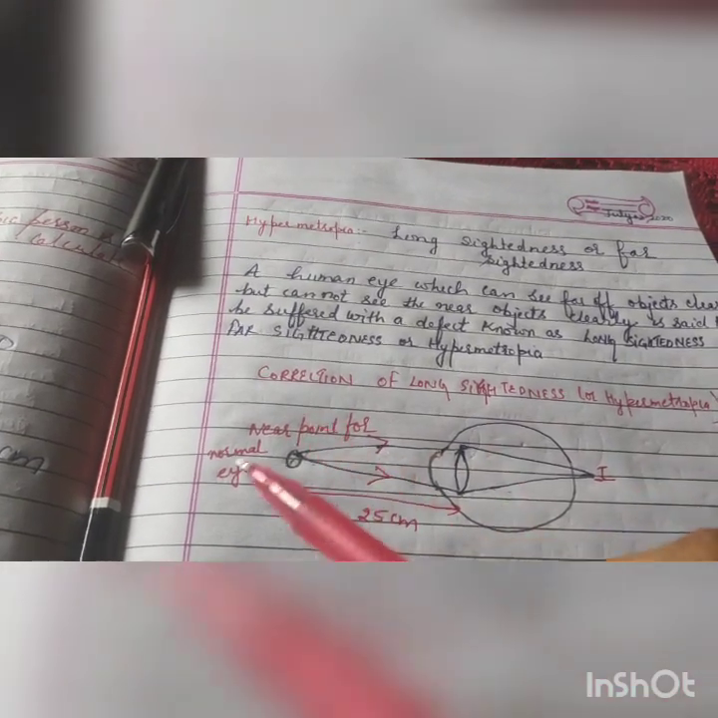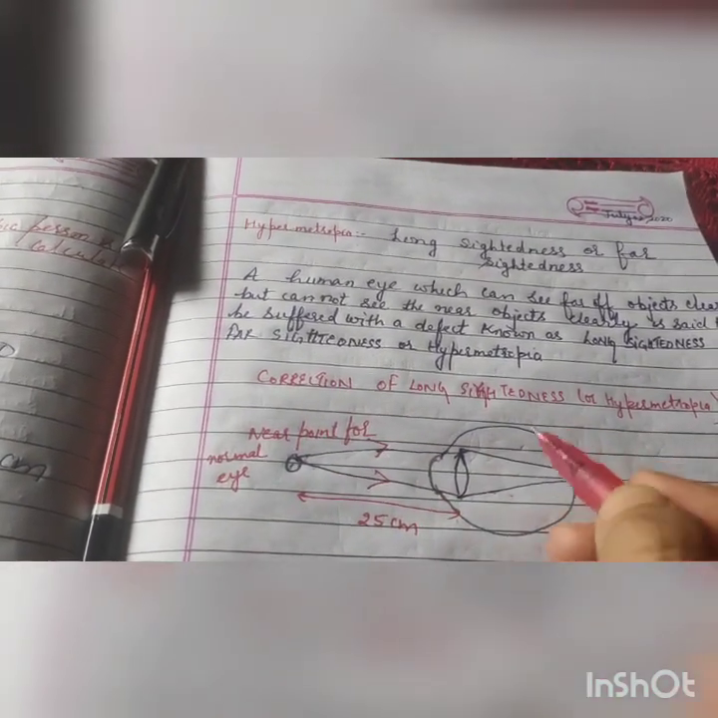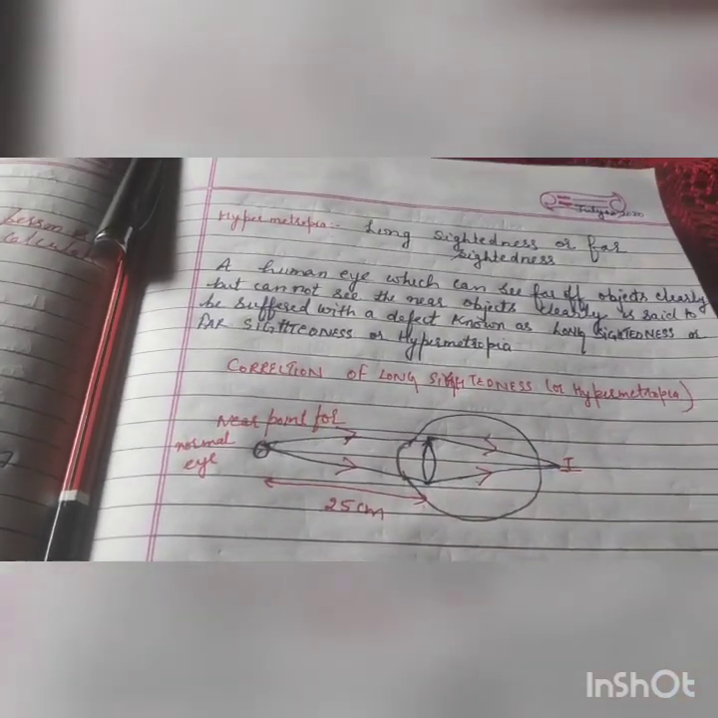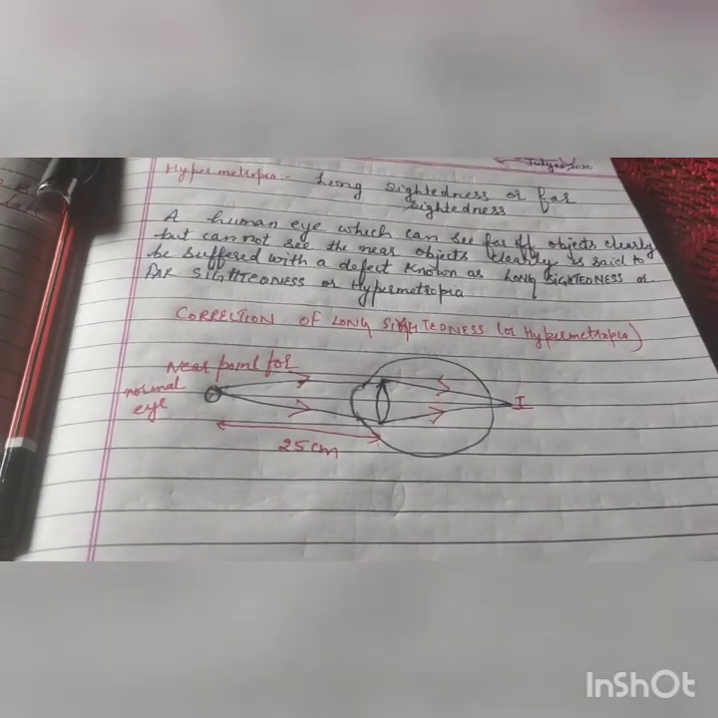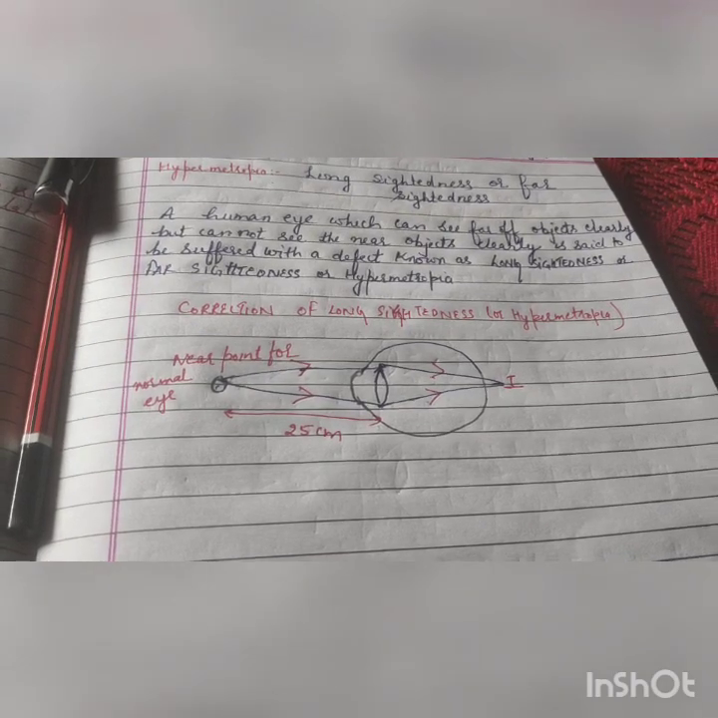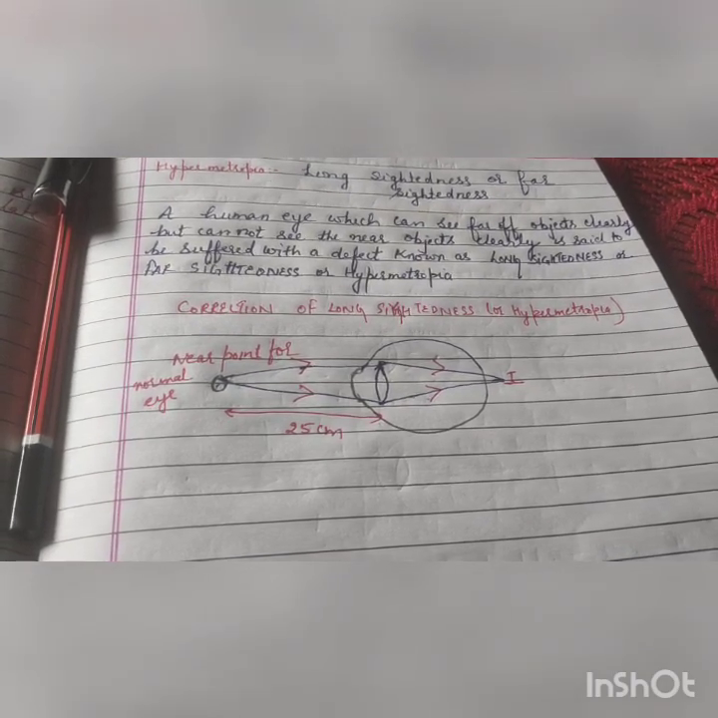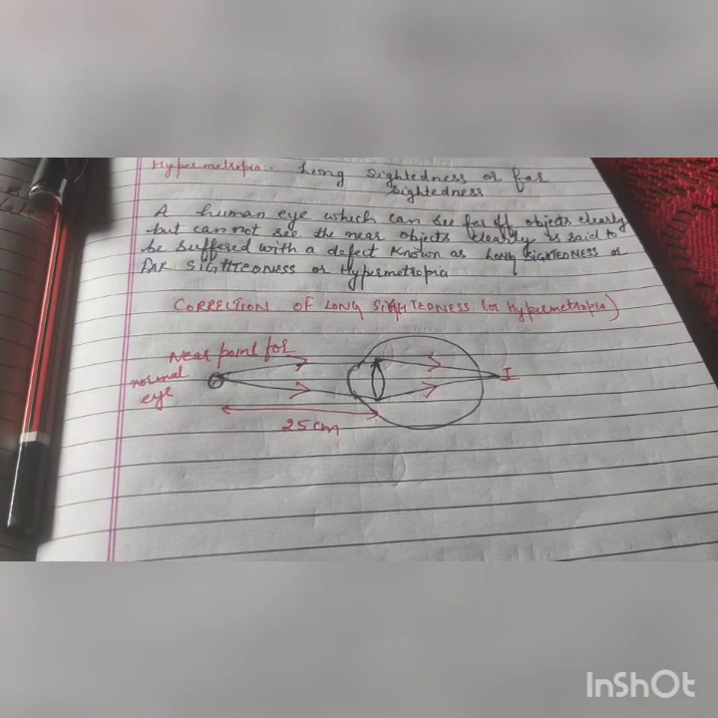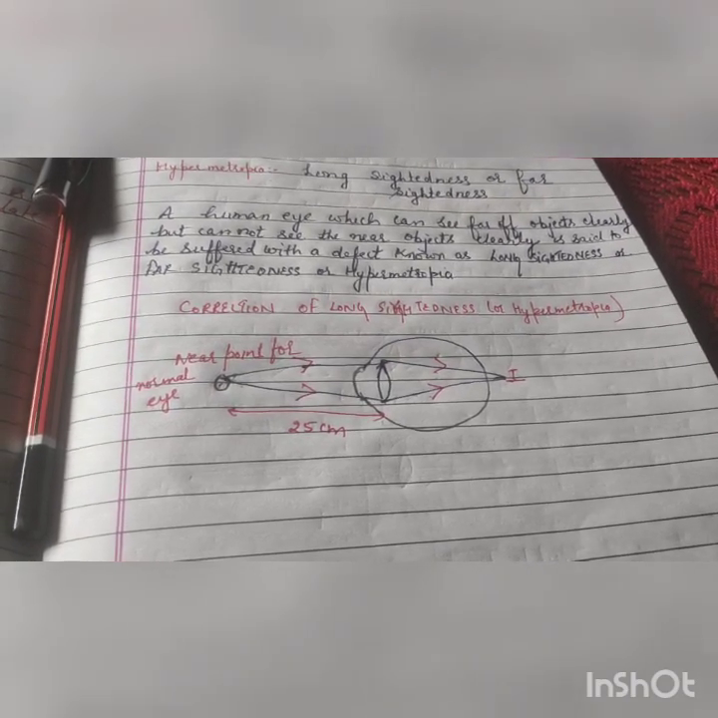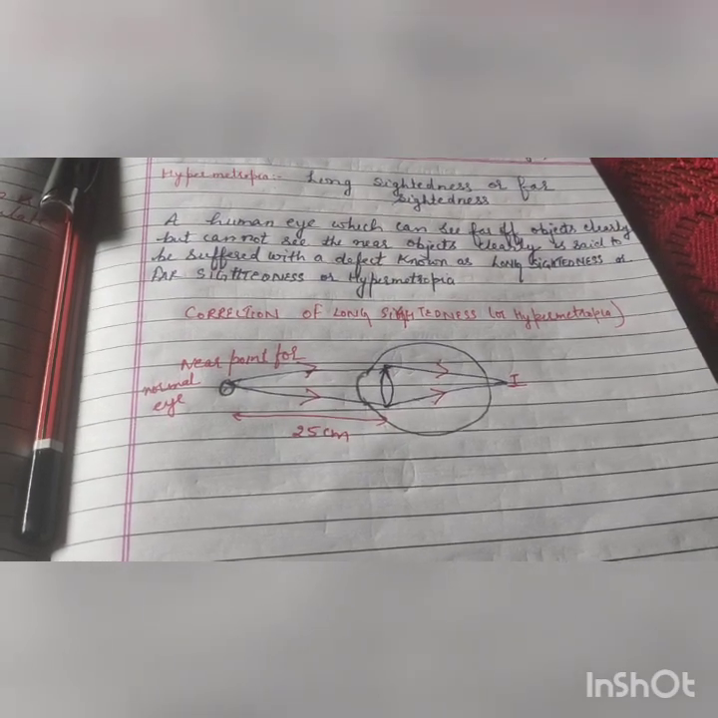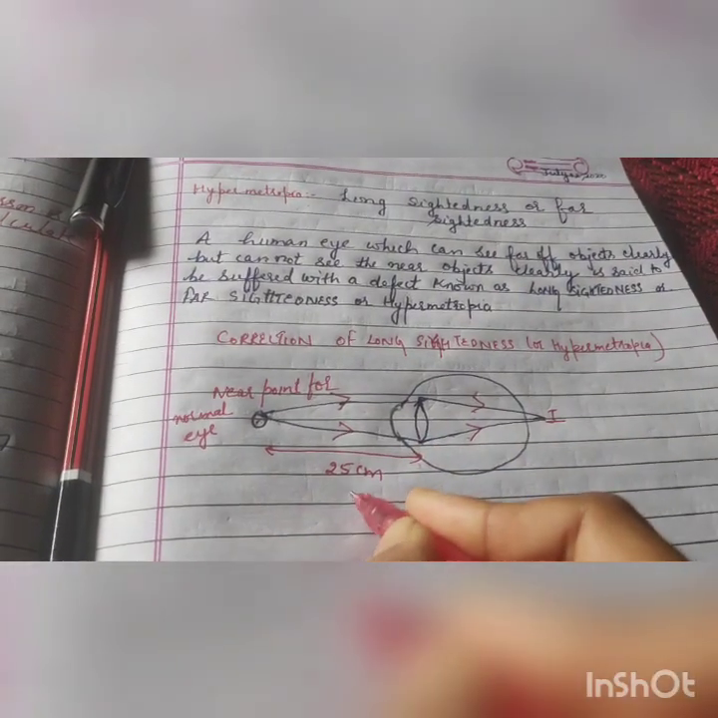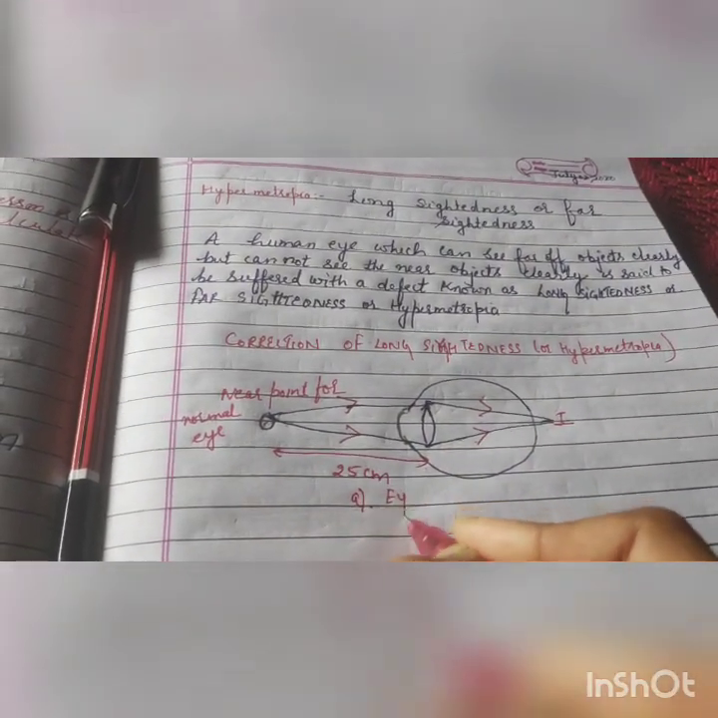So this is the near point of a normal eye. When a person is suffering from hypermetropia, he or she can see far off objects, but at the least distance of vision, that is 25 centimeter, he or she is not able to see that object clearly. So for such cases, the image is formed behind the retina.